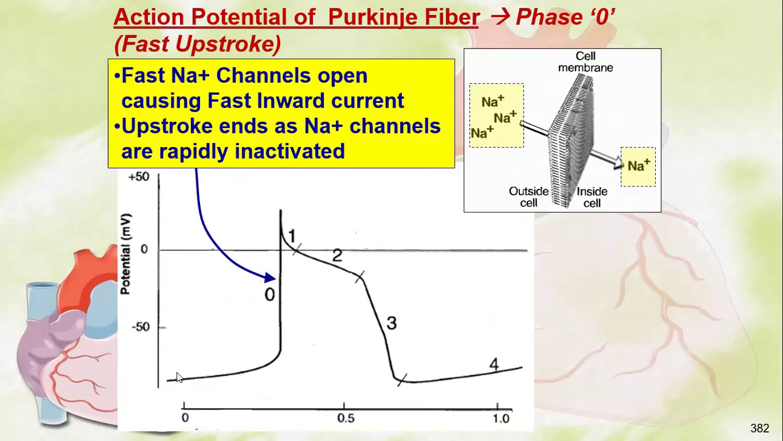You can see that there is an action potential. Every cell has an action potential, and that potential at the resting phase, when there is no stimulus, we call RMP, resting membrane potential. The resting membrane potential of this cardiac cell is minus 90 millivolt, whereas other cells' resting membrane potential is minus 70 millivolt.